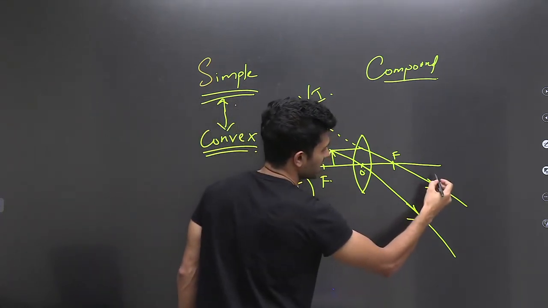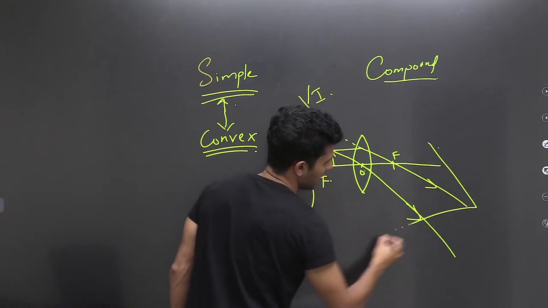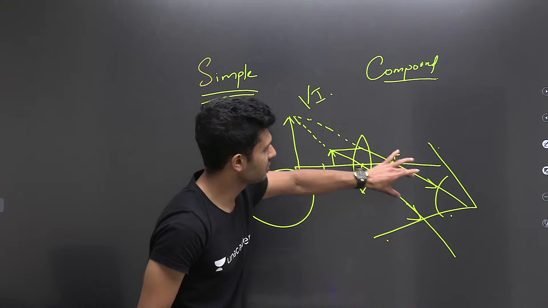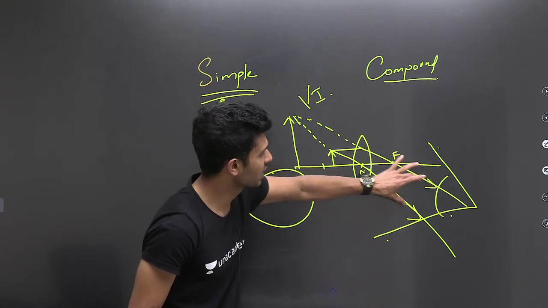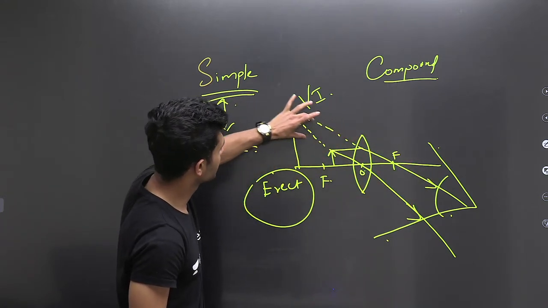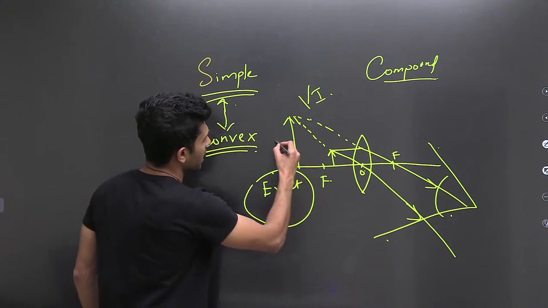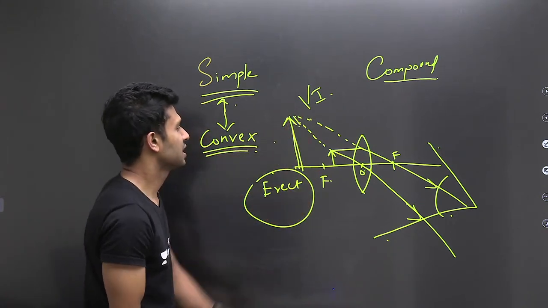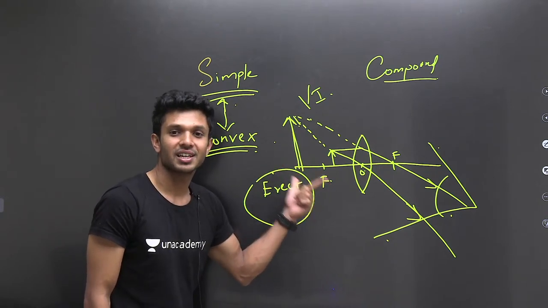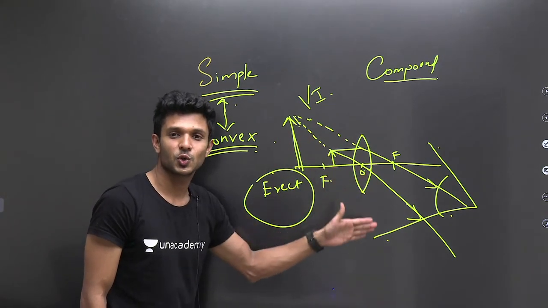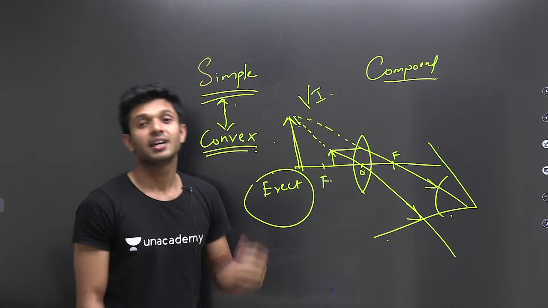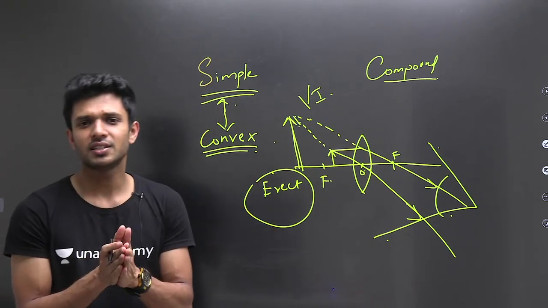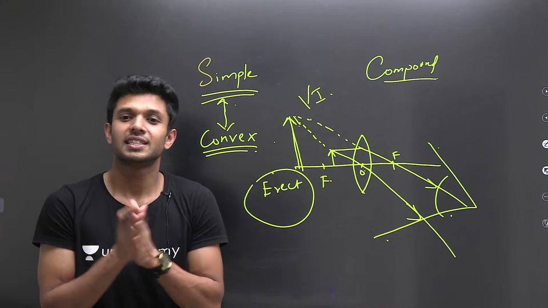So if a person who is looking from here, this is the eye, if a person who is looking from here, which is receiving these two refracted light rays, will think that the image of your palm, of larger size, is being formed on the same side. So this itself is how a simple microscope is actually acting. Understood? This is how a convex lens is acting like a simple microscope.